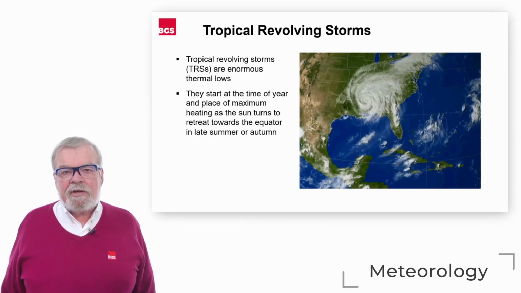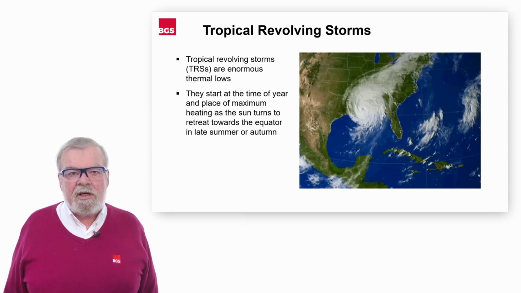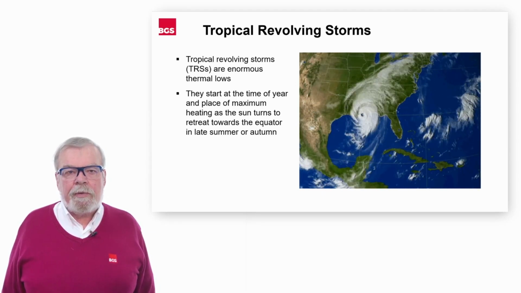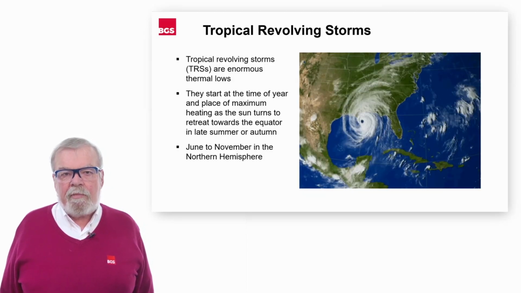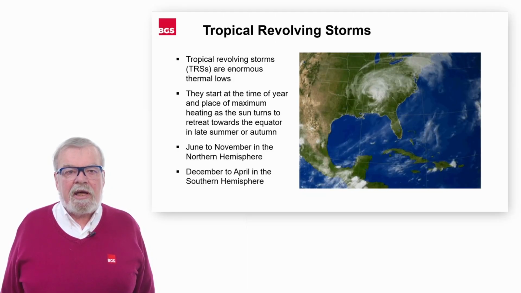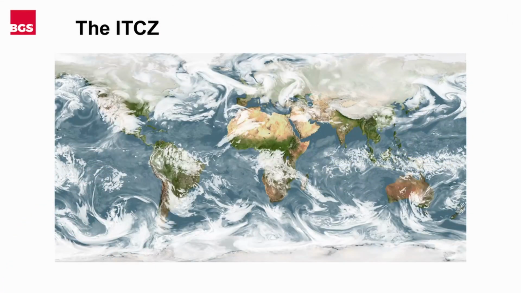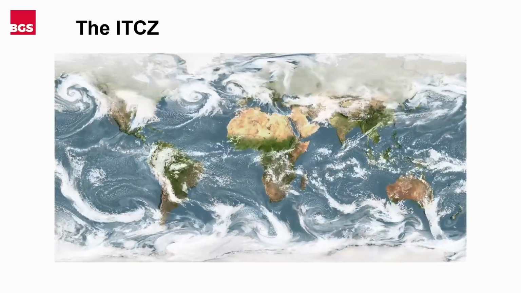They start at the time of year and the place of maximum heating as the sun turns to retreat towards the equator in late summer or autumn. In the northern hemisphere, of course, that is June to November, and in the southern hemisphere, that is December to April. Okay, let's now talk about the intertropical convergence zone, the ITCZ.